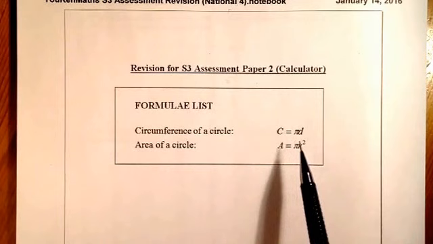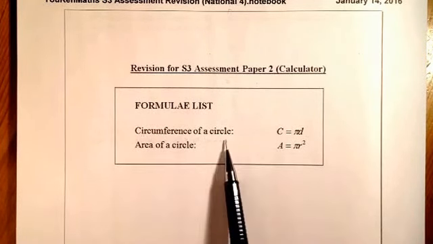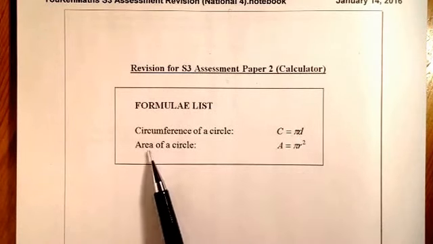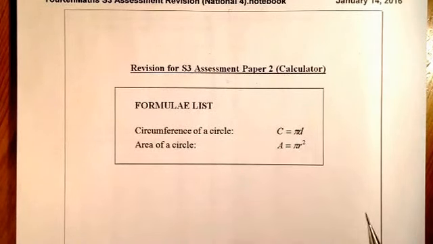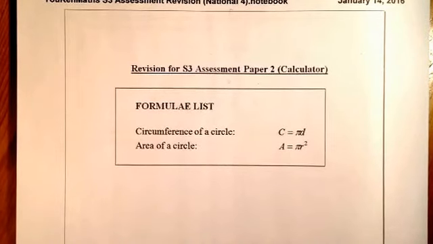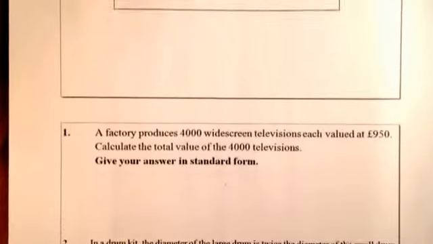This is the formula list we've got, so we've only got two things in there. The circumference of the circle, C is equal to pi d, and the area of a circle, A, is equal to pi r squared. So they're the two formulae that we're going to come back to if we need them. Let's get started on the questions, okay?